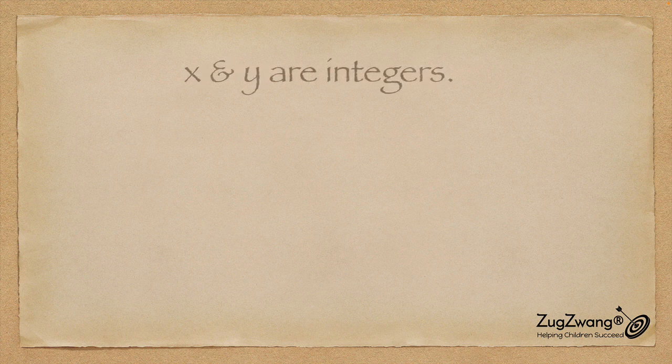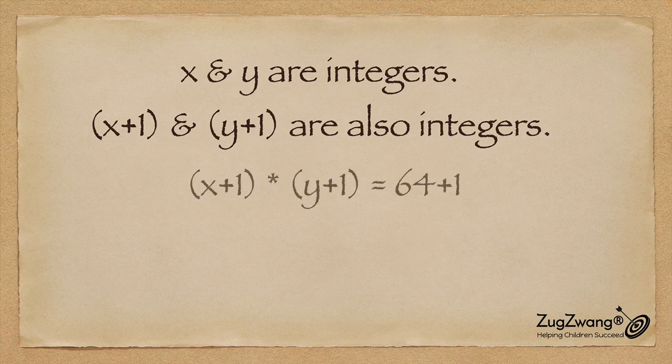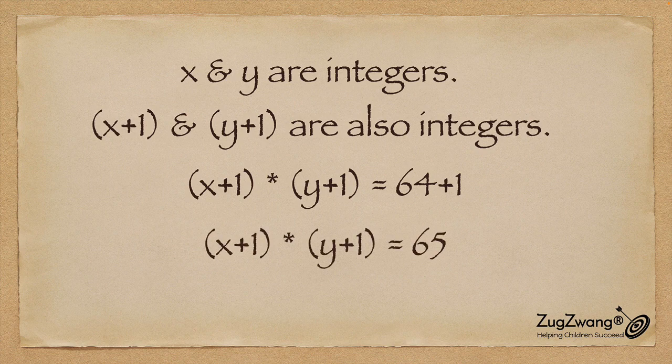Now let's get back to the question. The question specifically says x and y are integers, which means that x plus 1 and y plus 1 are also integers. So when I say (x plus 1) times (y plus 1) is 65, it means that the product of two integers is 65. So that's the key point: the product of two integers is 65.